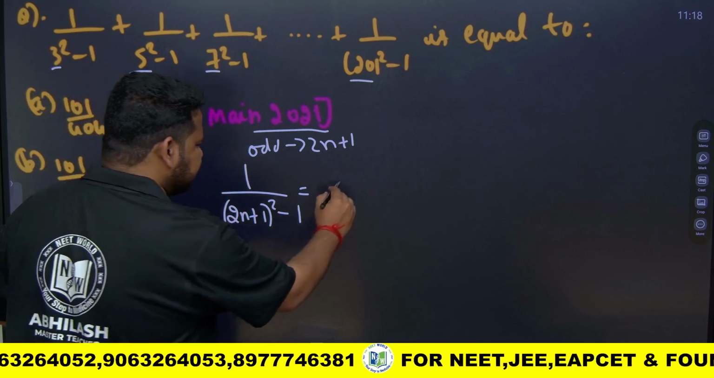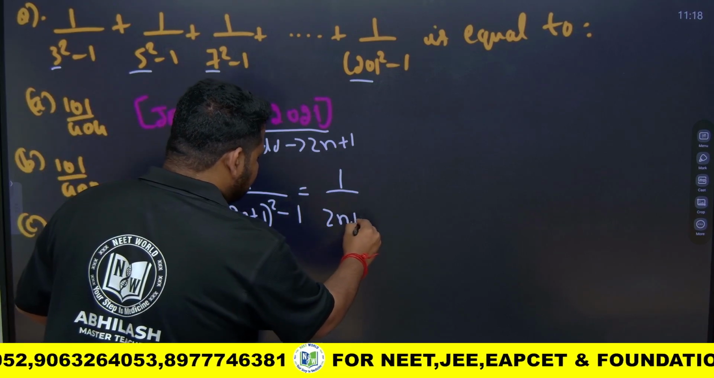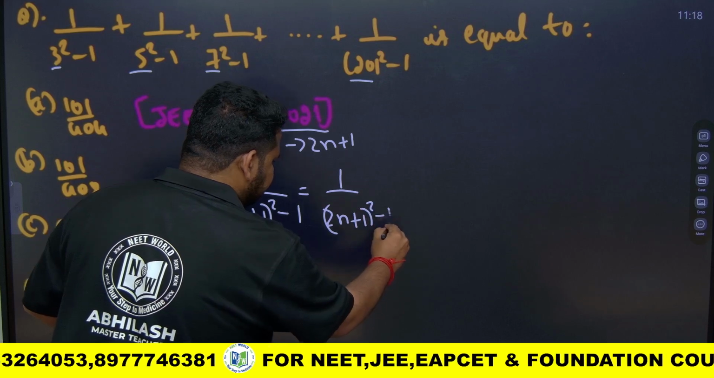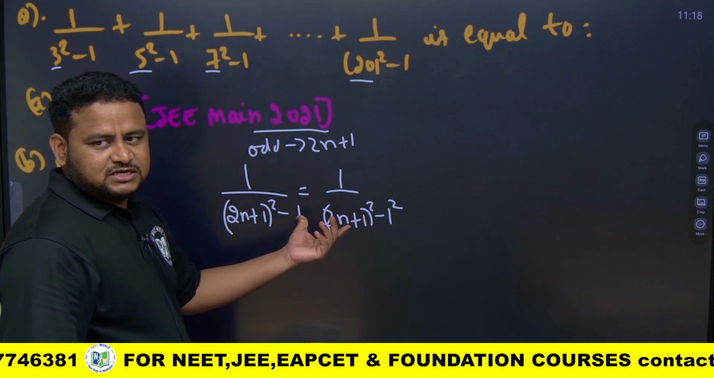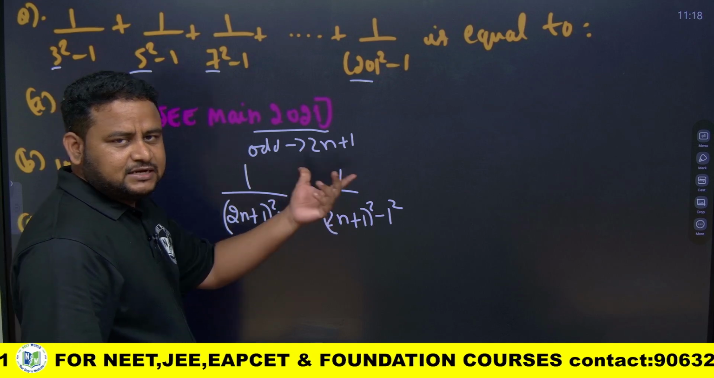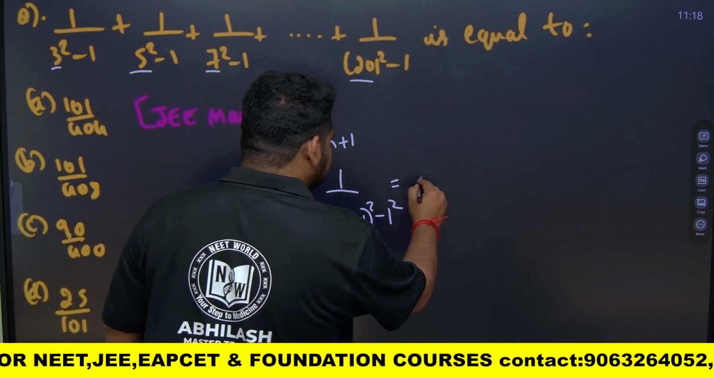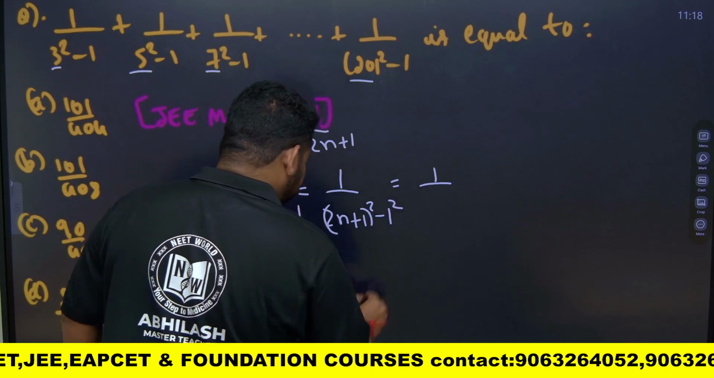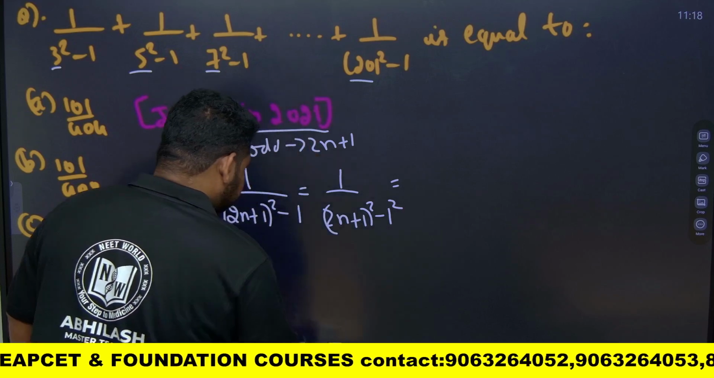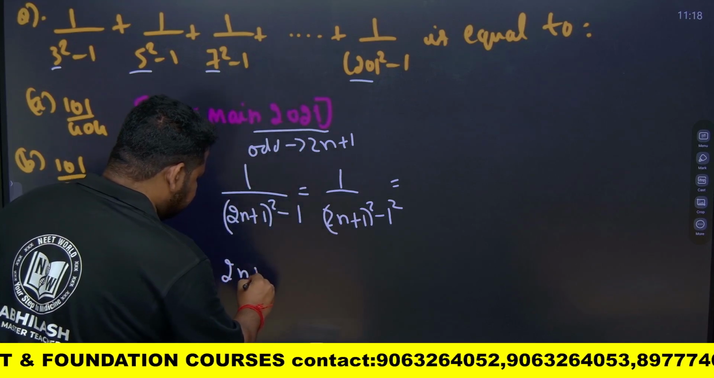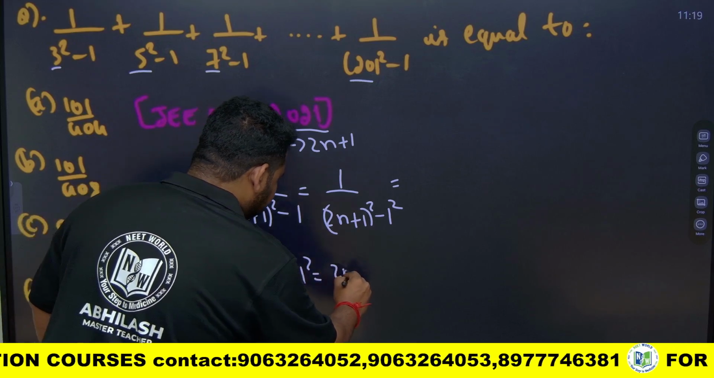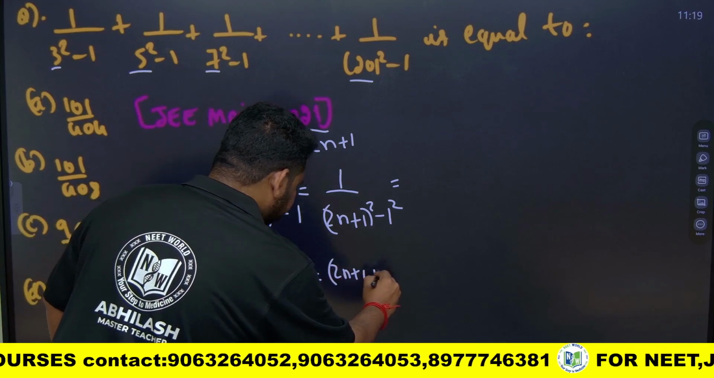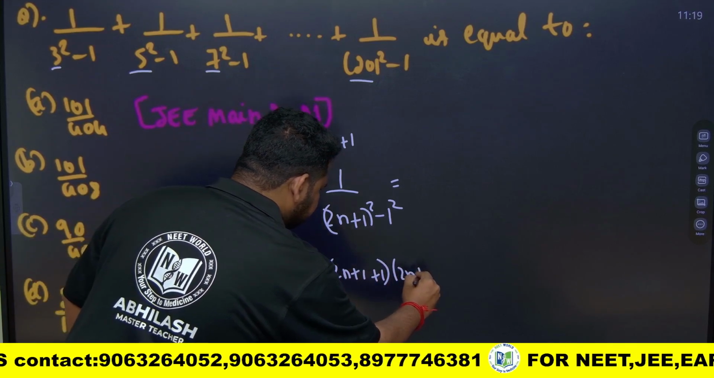This general term I can write as 2n plus 1 whole square minus, instead of 1 I can write 1 square. This is nothing but a square minus b square. A square minus b square can be written as a plus b into a minus b. If I write it like that, let me take it separately here and write it. This will be 2n plus 1 whole square minus 1 square, equal to 2n plus 1 plus 1 into 2n plus 1 minus 1.